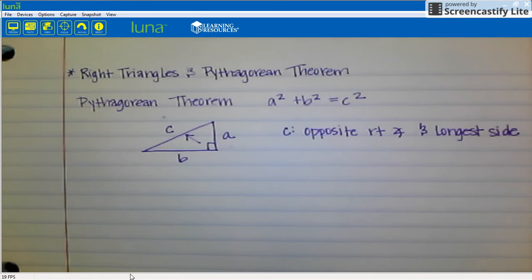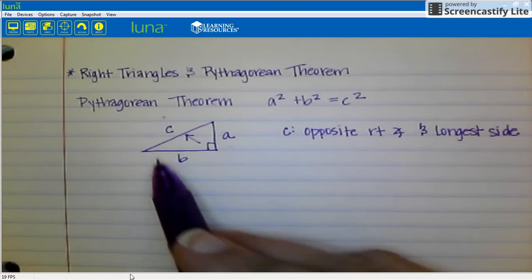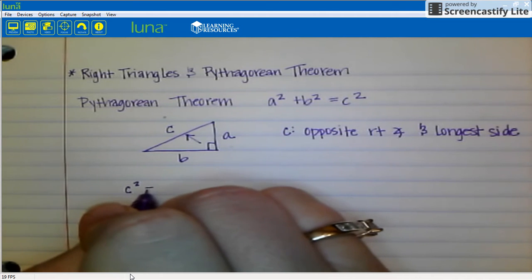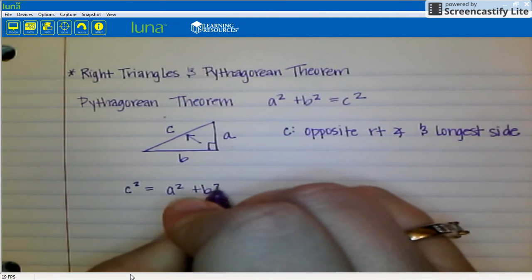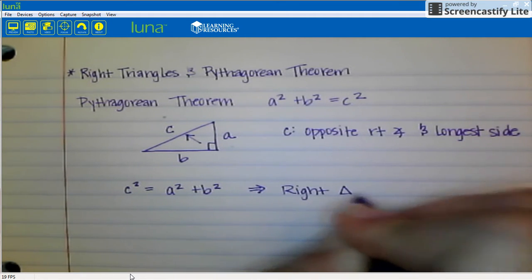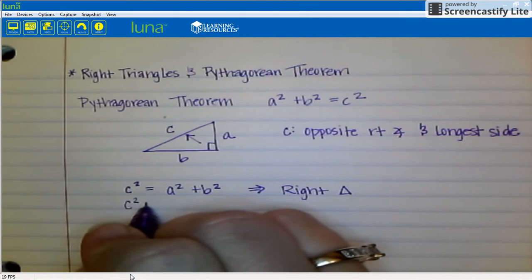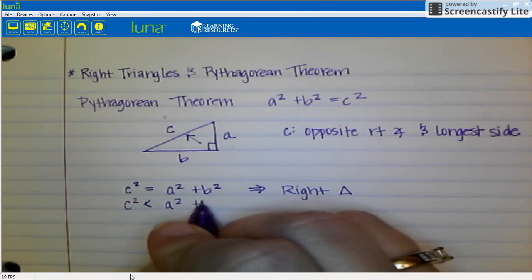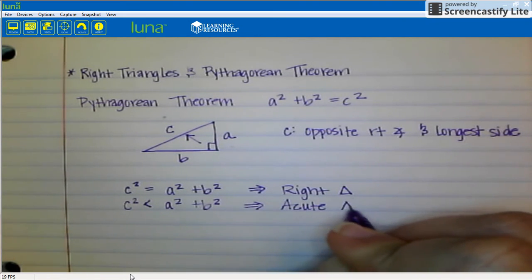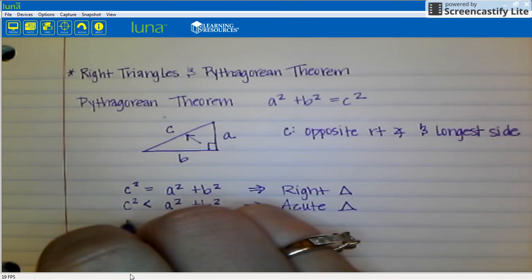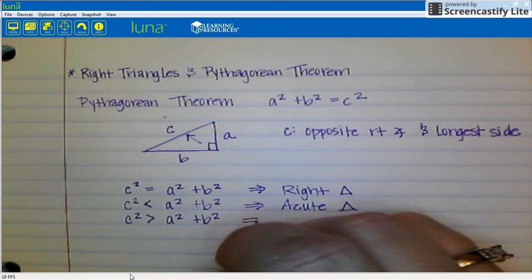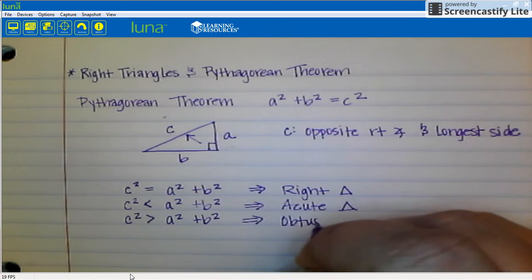In addition to the Pythagorean theorem, we also can identify whether or not a triangle is acute, right, or obtuse based on its side lengths. So still keeping C as our longest side, if C squared is equal to A squared plus B squared, then we know that it's a right triangle. If C squared is less than A squared plus B squared, then it is an acute triangle. And if C squared is greater than A squared plus B squared, then we know that it is an obtuse triangle.